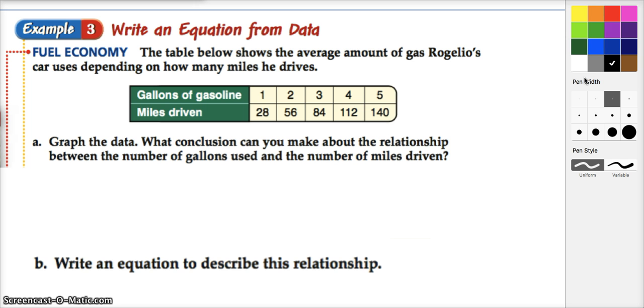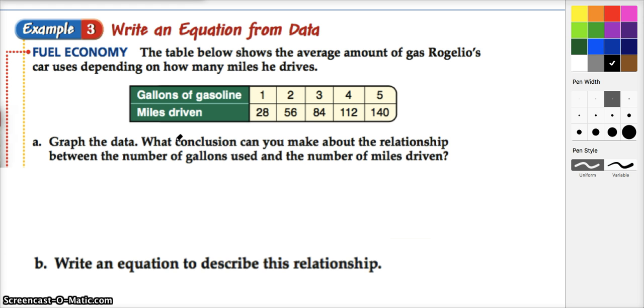All right, so here's a nice fun problem. We're going to write an equation from data. The table below shows the average amount of gas that Rogelio's car uses depending on how many miles he drives. So apparently if he uses 1 gallon of gas, he drives 28 miles, 2 gallons, 56 miles, 3, 84, and you can see the rest.